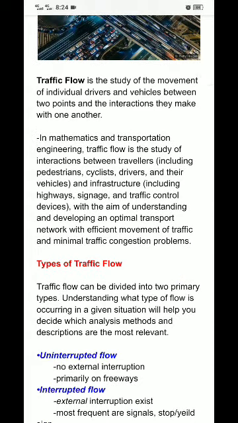Traffic flow can be divided into two primary types. Understanding what type of flow is occurring in a given situation will help you decide which analysis methods and descriptions are the most relevant.